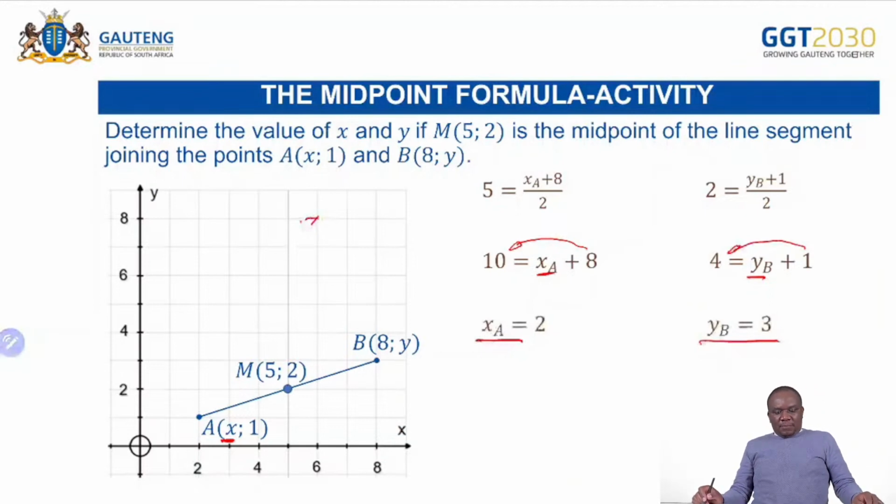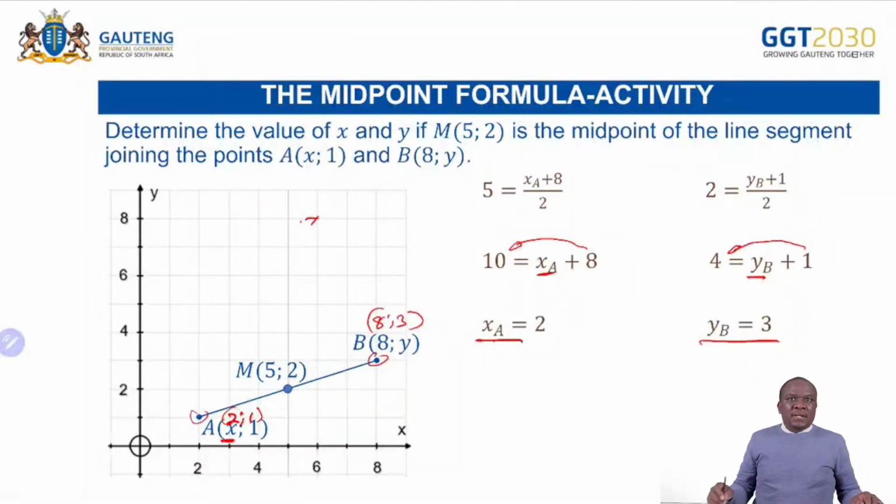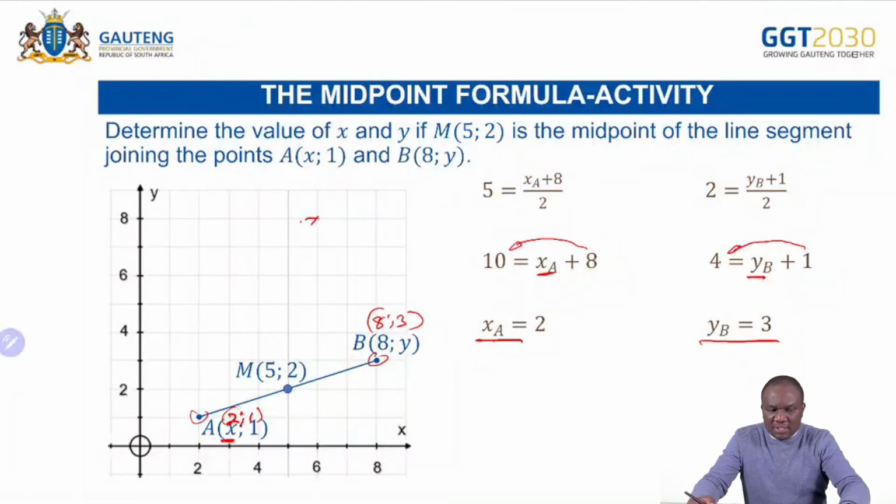Right, so now it means the coordinates of A will be 2, 1, and then the coordinates of B is 8, 3, okay? Then it's confirming, the grid there is also confirming our answers. Okay, right, now I want us to take a short break, and then after that break we're going to go to our homework part, and then after homework we'll summarize our lesson. Let's take a short break.